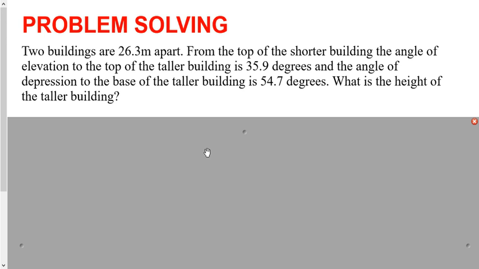Two buildings are 26.3 meters apart. From the top of the shorter building, the angle of elevation to the top of the taller building is 53.9 degrees, and the angle of depression to the base of the taller building is 54.7 degrees. What's the height of the taller building?